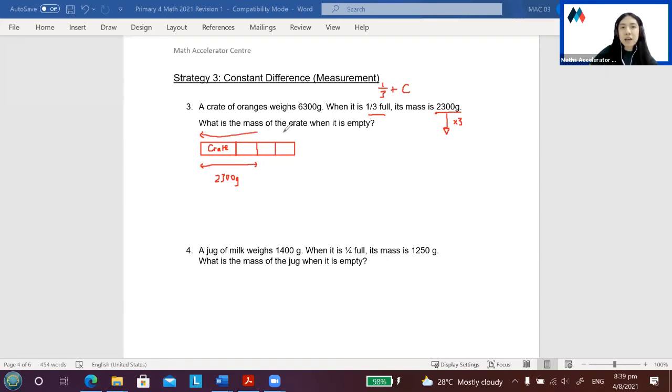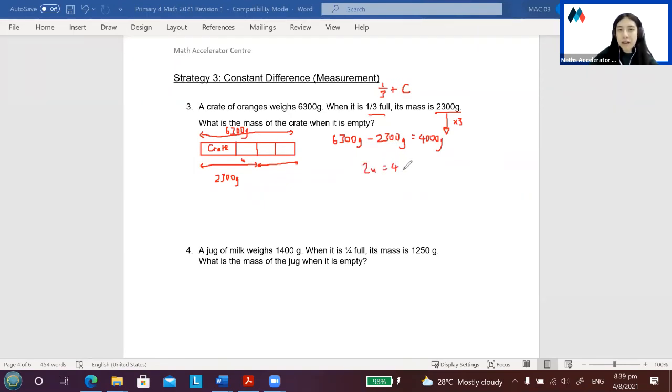So you see, right? The crate plus 1 unit here is 2,300 and the crate plus 3 units is 6,300 grams. So you're saying the difference between the two, right? This 6,300 grams is the whole thing. This 2,300 grams is the crate plus 1 box. So we want to find the difference, which is 2 boxes or 2 units. You do 6,300 grams minus 2,300 grams. As a lot of you are saying, this will give you 4,000 grams. So this 4,000 grams is 2 units.